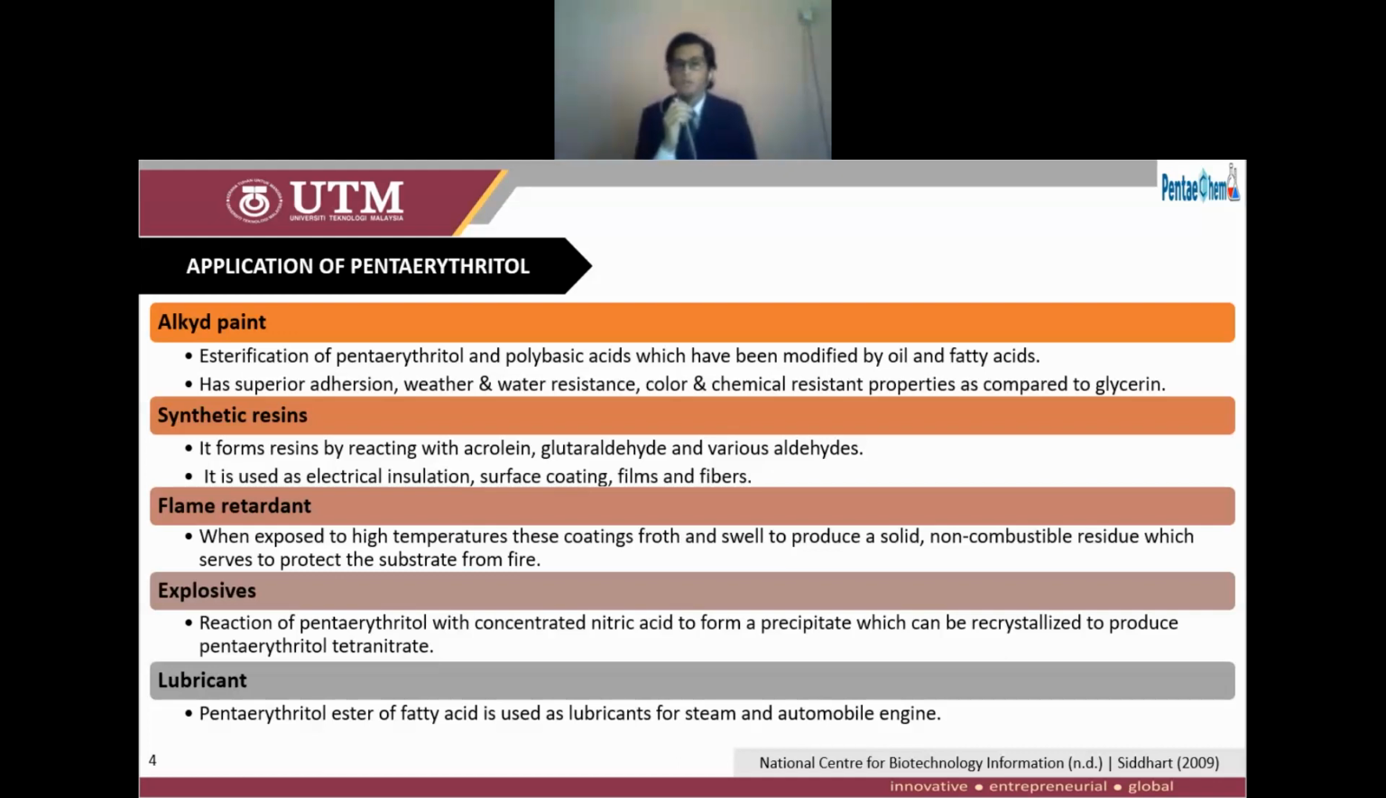And next, pentaerythritol is used as a flame retardant. When exposed to high temperatures, this coating will produce a solid and non-combustible residue which serves to protect the substrate from fire. And next, pentaerythritol tetranitrate is one of the derivatives of pentaerythritol. It is used to make explosive material. And lastly, pentaerythritol ester of fatty acid is used as lubricants for steam and automobile engines.